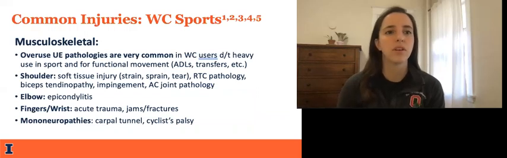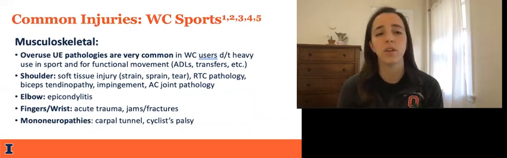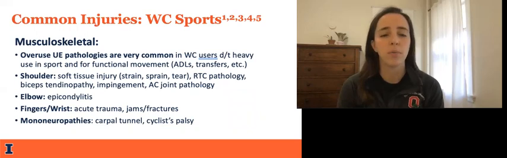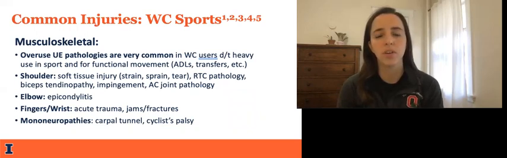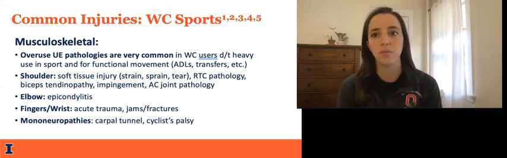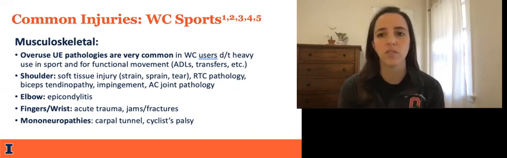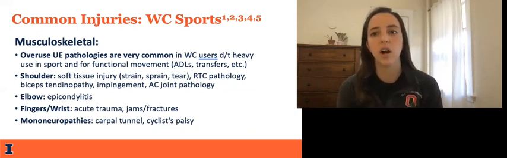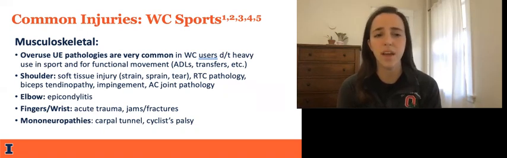So some common injuries in wheelchair sports are overuse upper extremity pathologies. In wheelchair users, they're pushing their chair all day, and then they're pushing their chair in their sport, and they're doing ADLs, transfers, all of those things. Often they're reaching up onto higher shelves because things aren't very accessible all the time, and that doesn't really help things. So the shoulder, you're going to get a lot of strains, sprains, and tears there.